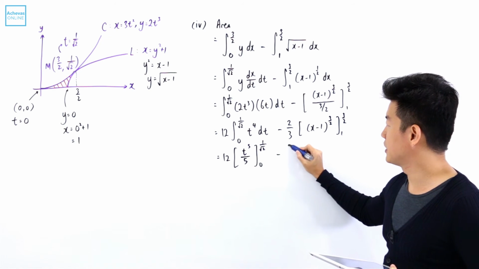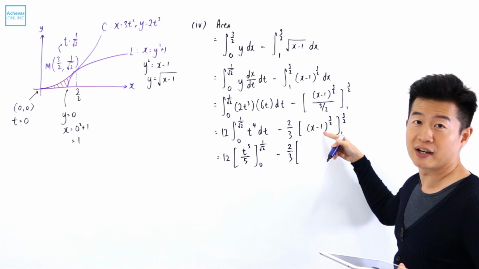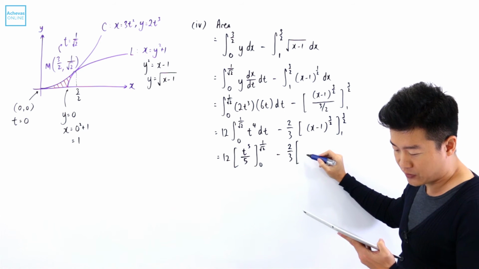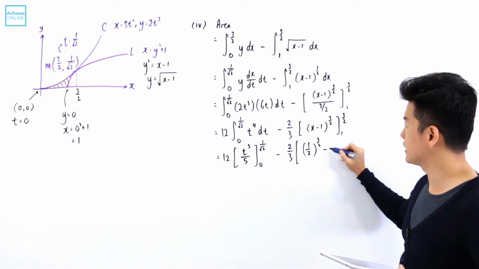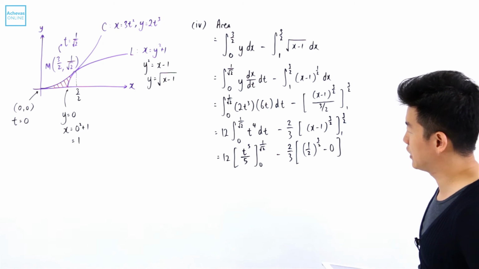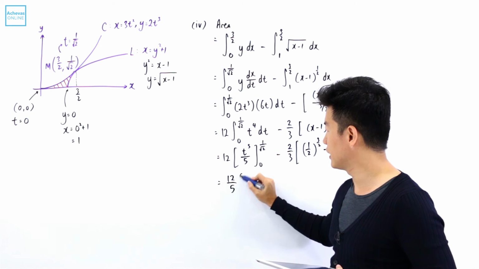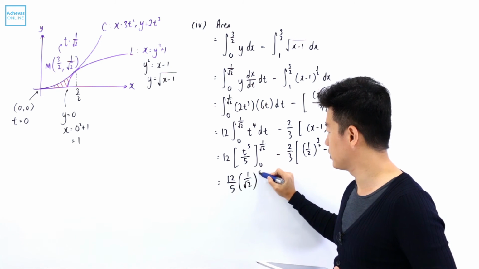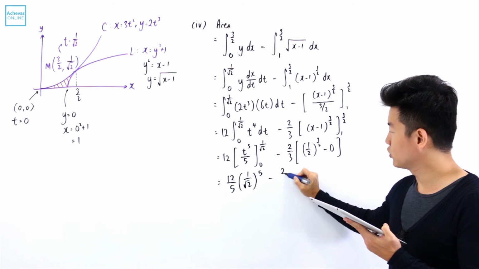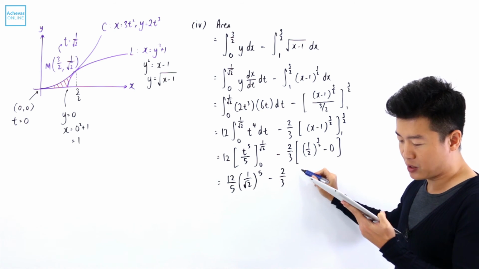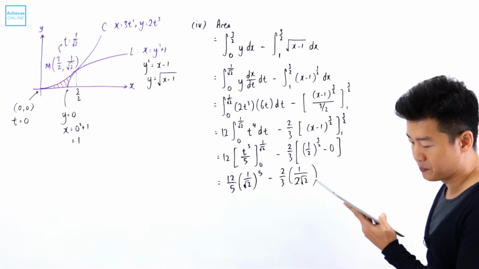As for this, it is minus 2 over 3. Substituting the values in, substituting in 3 over 2 minus 1, it is going to leave me with a half. So it is half to the power of 3 over 2. Substituting 1 inside, it is 0. So I'm left with this. Subbing this in, it is going to be 12 over 5 of 1 over square root of 2 to the power of 5, and this is going to be minus 2 over 3. 1 over 2 to the power of 3 over 2 is 1 over 2 square root of 2.